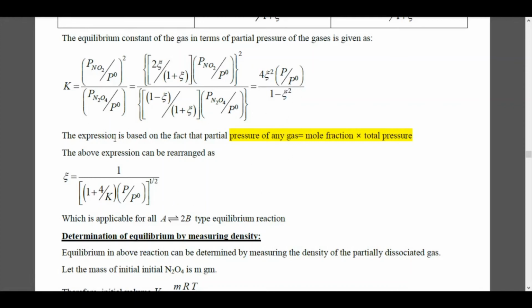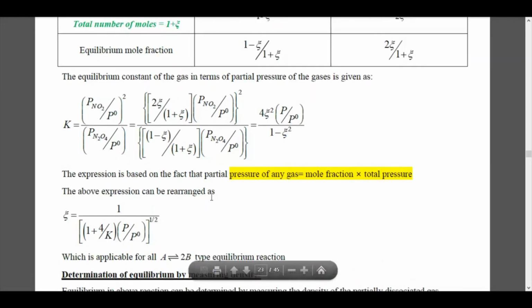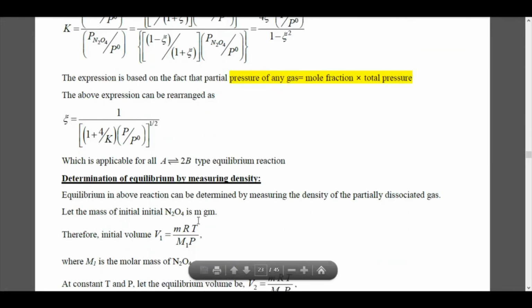If we rearrange this, we can find the extent of reaction is equal to 1 over the square root of 1 plus 4 by K times P by P0. So this extent of reaction expression is applicable to all A to 2B type reactions, where the reactant is A and the product is 2B. For any other type of reaction, we have to derive a corresponding expression. So we will not do that here.